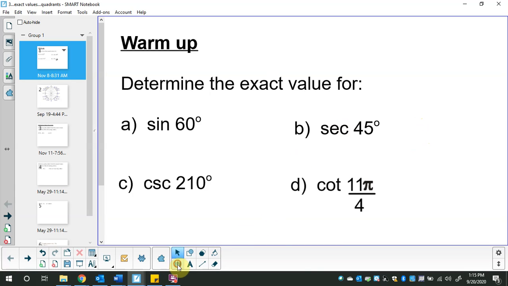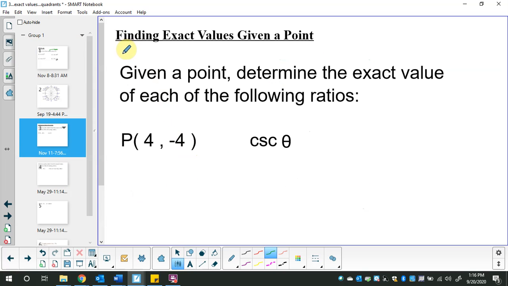Because this exact value situation is both difficult and not difficult at the same time, I've left a warm-up. So my advice to you is to try this, having already maybe done the exact values unit circle lesson and some work with it. Pause this, try them yourself, come back, see me work through the solutions, and then we are going to try to get through a lesson on finding exact values given a point.